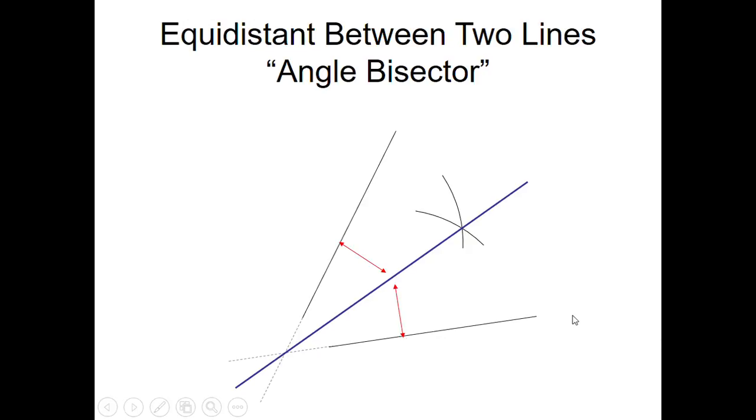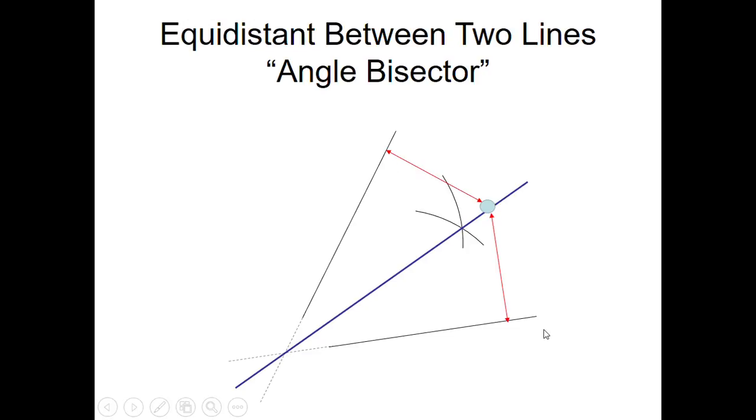Let's pick a point. Yes, this point is equidistant from both of the lines. Pick another point. Yes, this point is equidistant from both of those lines. And that goes for any point along this locus going on infinitely. Any point is going to be the same distance from both of the lines.